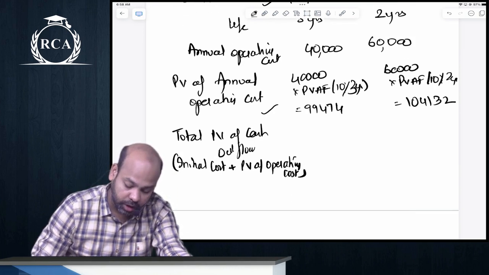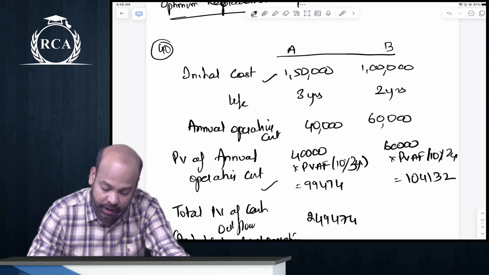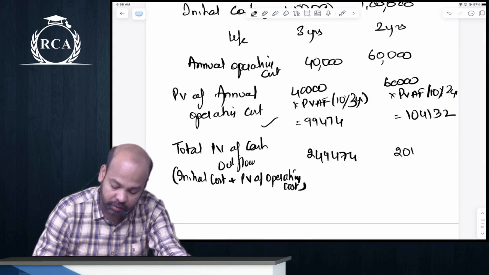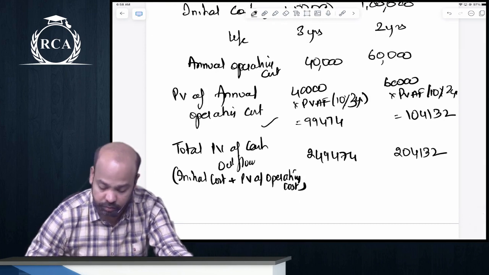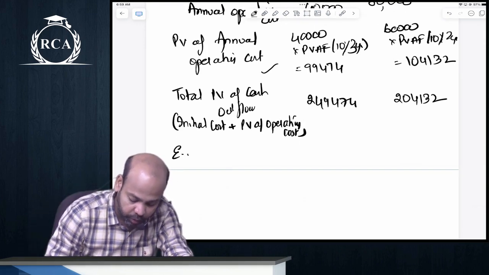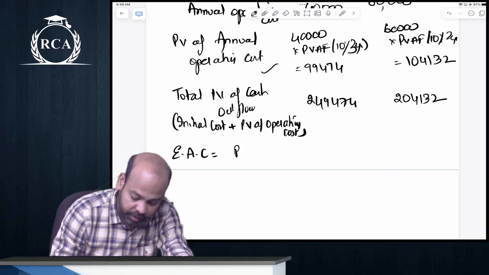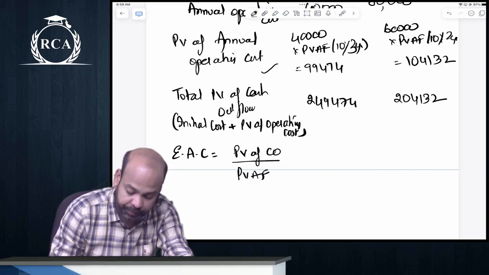That will become the total present value of cash outflows for machine B: 2,49,474 and 2,04,132. Can I directly compare the total costs of the two machines and write the conclusion? Instead, what am I supposed to do? Compute the equated annual cost, which is the present value of cash outflows divided by PVAF.